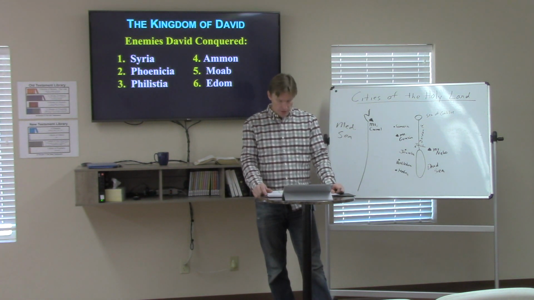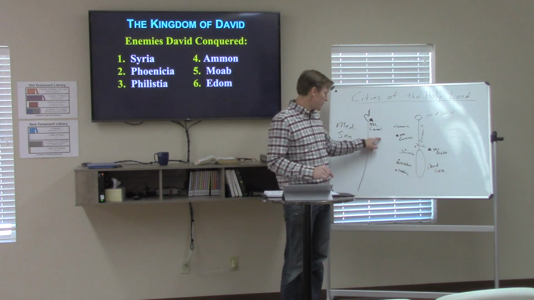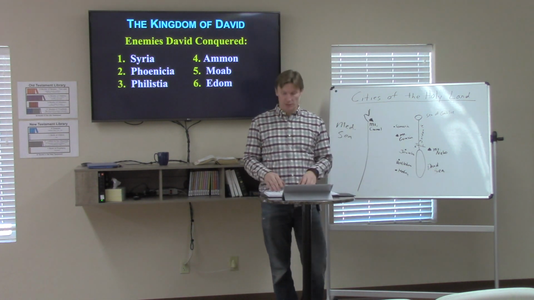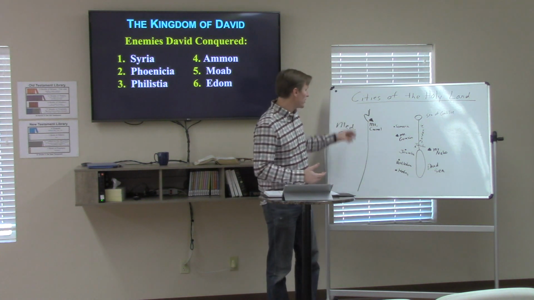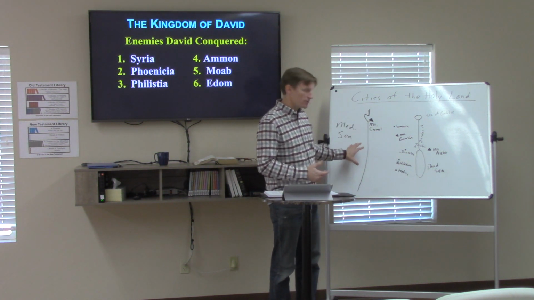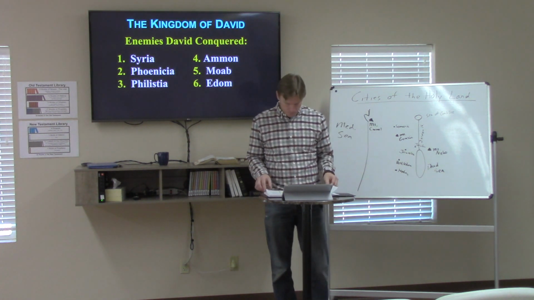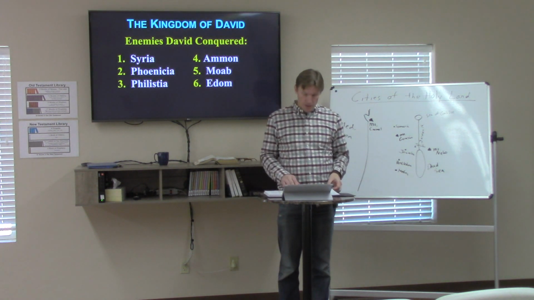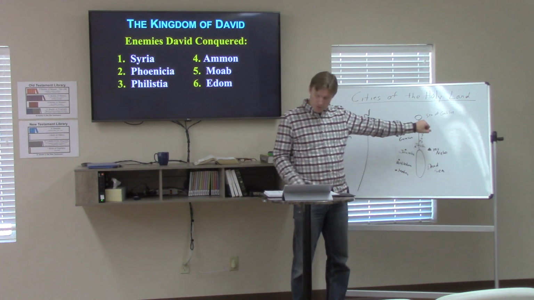And then we also see the land of Philistia, which is to the south, down here. And Philistia, as we talked about last week, is the home of the Philistines, which were some of the sea peoples, which, by the way, the Phoenicians and the Philistines were sea peoples who had migrated over from the Aegean Sea. And then we also see the city of Ammon, which is here east of the Jordan River.